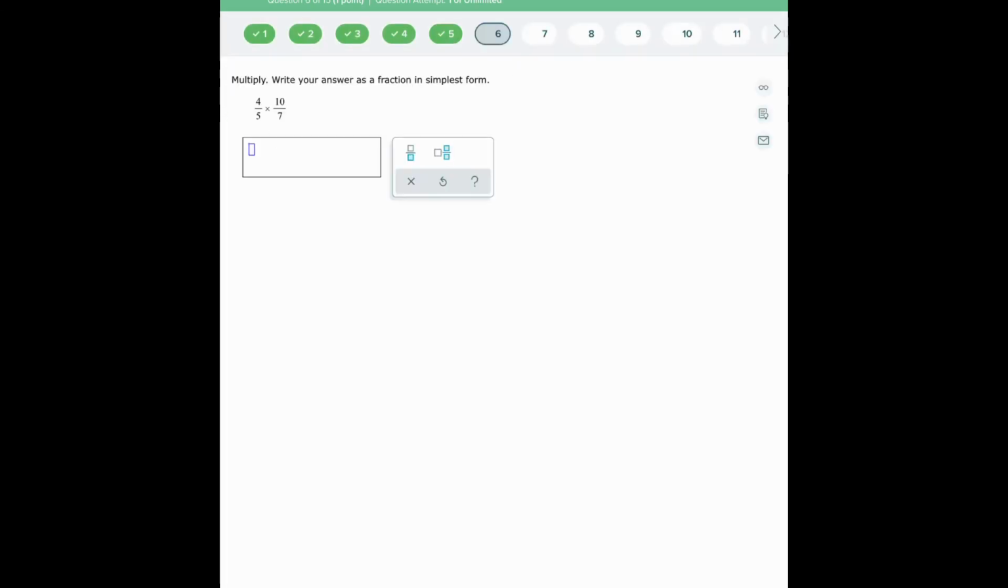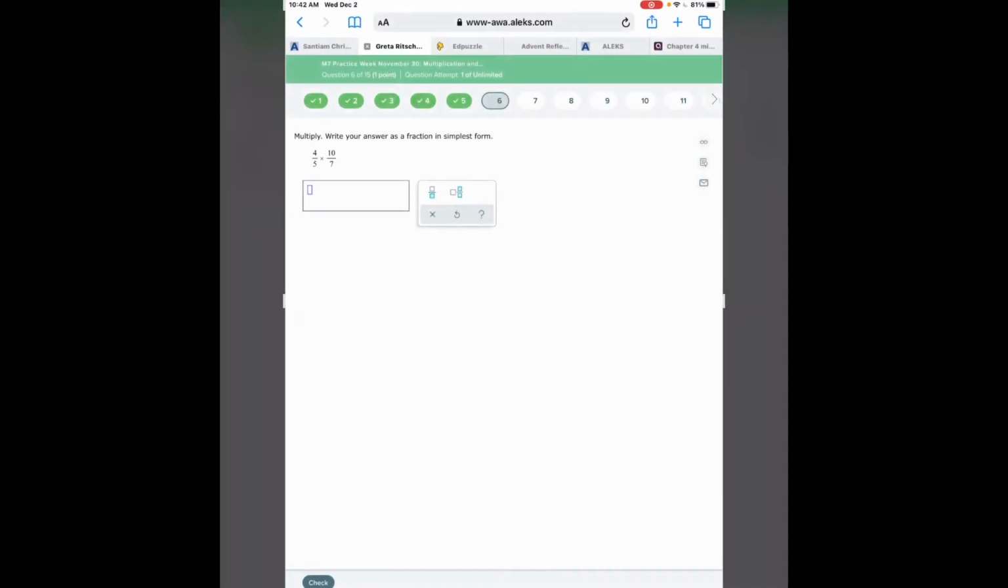Number 6. Again, we're just multiplying, practicing. 4/5 times 10 over 7. And are there any common factors? Yes, there are. So I can see that 5 goes into 10. 5 times 2 is 10. And anytime I can cancel top to bottom or crosswise, but I can't cancel like the 4 and the 2. They're both on the top. They won't be canceling. You can only cancel top to bottom.